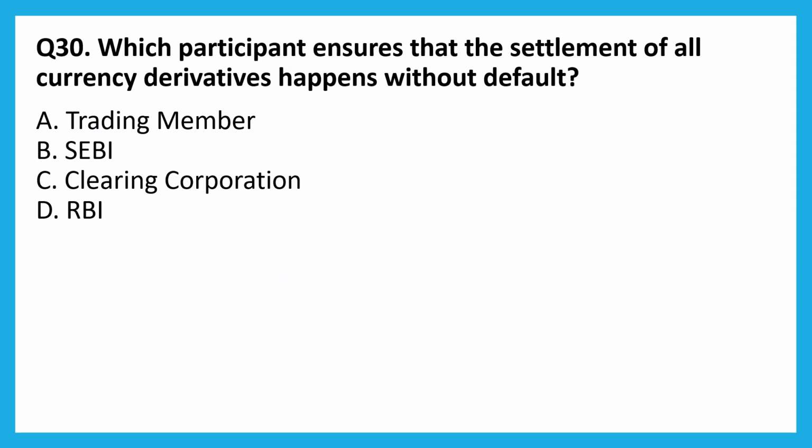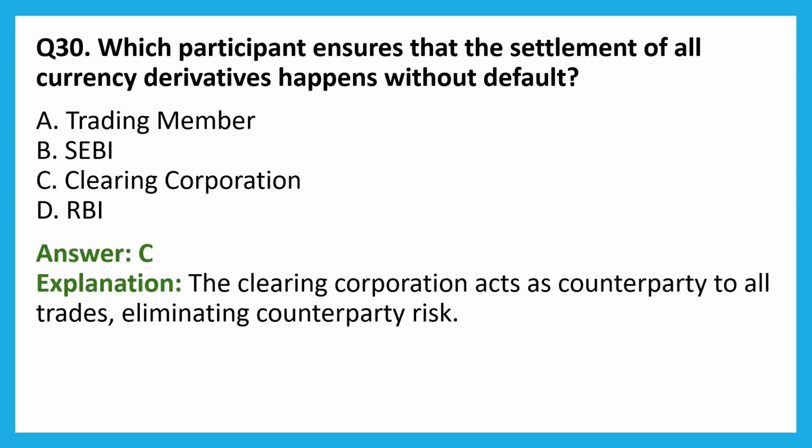Next question. Which participant ensures that the settlement of all currency derivatives happens without default? Option A, trading member. Option B, SEBI. Option C, Clearing Corporation. And option D, RBI. Correct answer is option C, Clearing Corporation acts as a counterparty to all trades, thus eliminating counterparty risk.